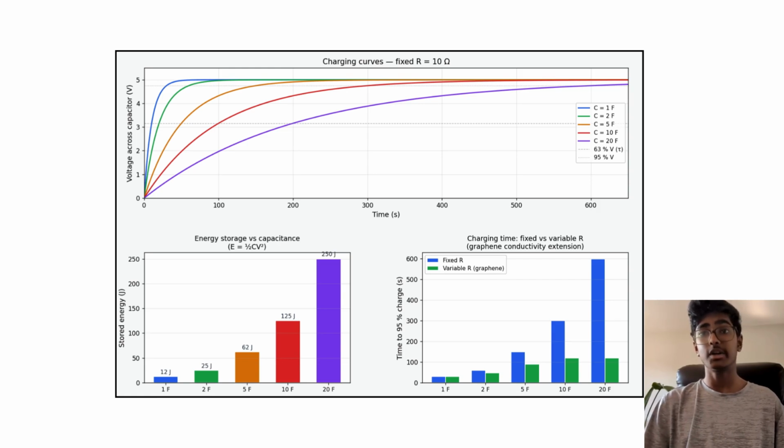However, in the graphene-inspired model, where resistance decreases, charging time is dramatically reduced. At high capacitance, charging time drops by up to 80% compared to the fixed resistance case, while energy storage remains the same. These results highlight a key trade-off in energy storage design. Increasing surface area improves energy capacity, but without improving conductivity, it slows charging. Graphene helps resolve this trade-off by increasing surface area, but also reducing resistance.